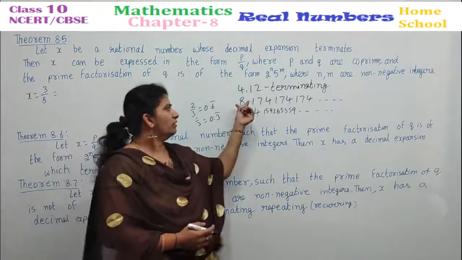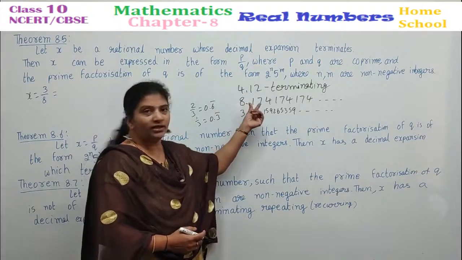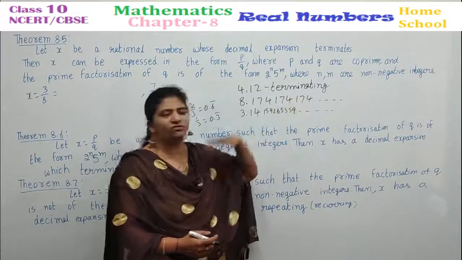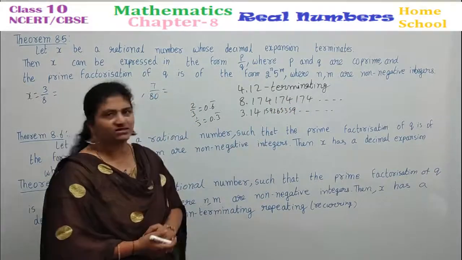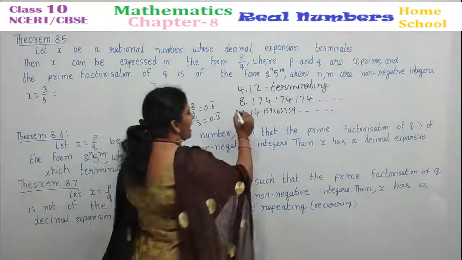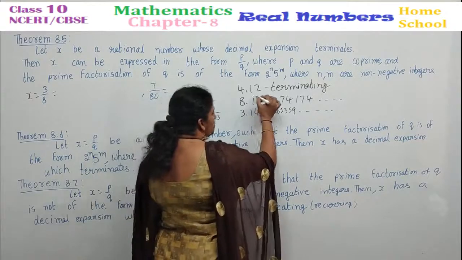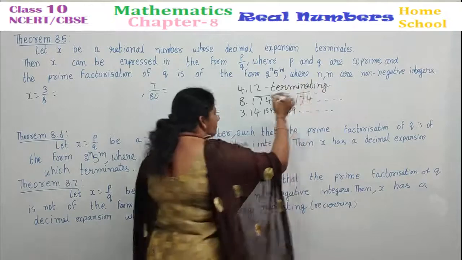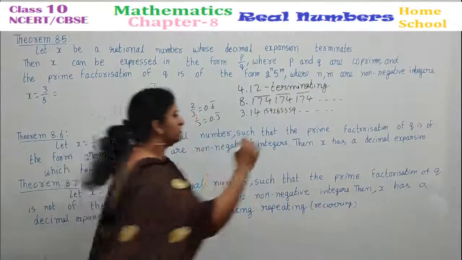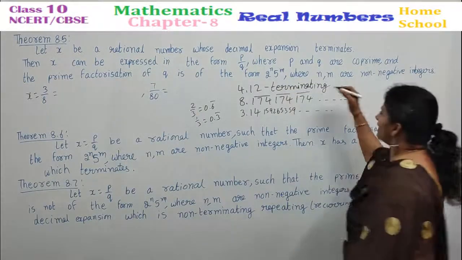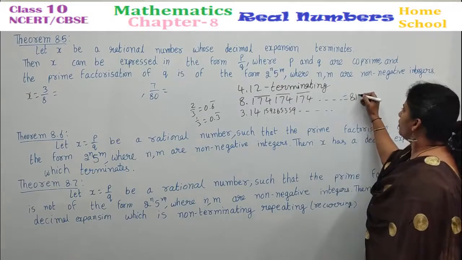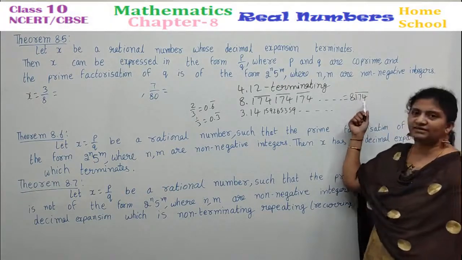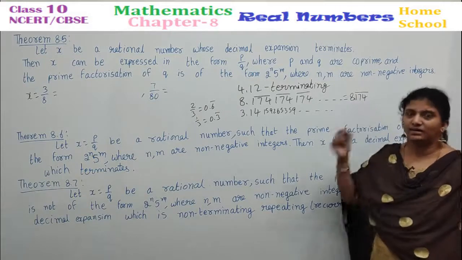Now look here. What is this children? 8.174174174. So something you can see. After the decimal, this value is repeating. 174174 is repeating. So in another way I can write it as 8.174 repeated. The bar indicates these numbers are repeating.